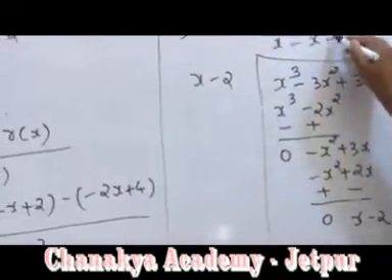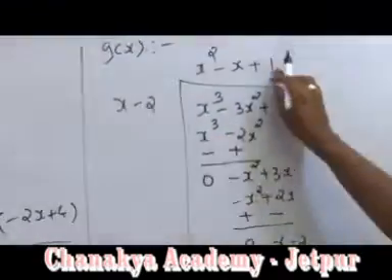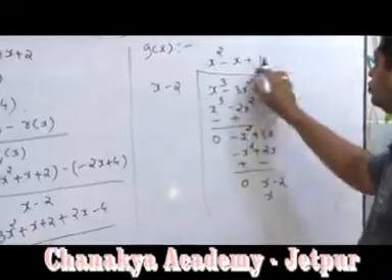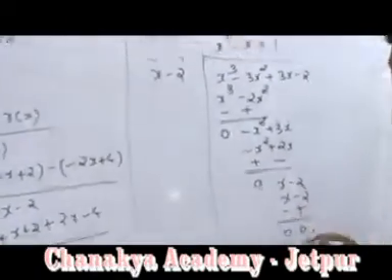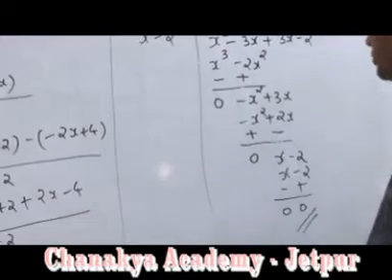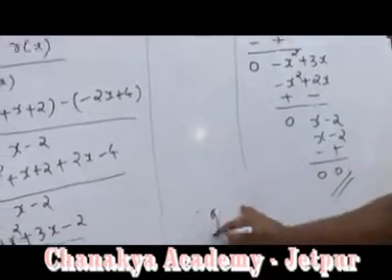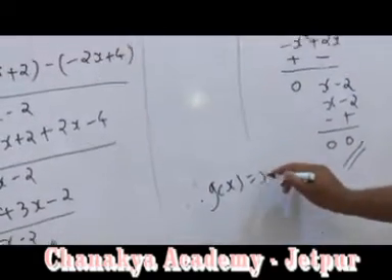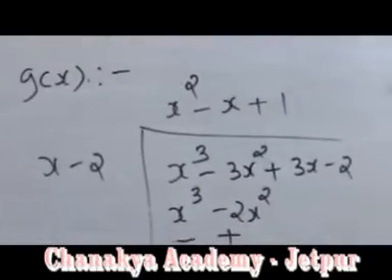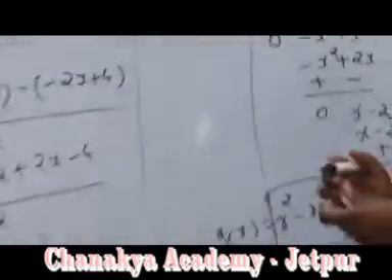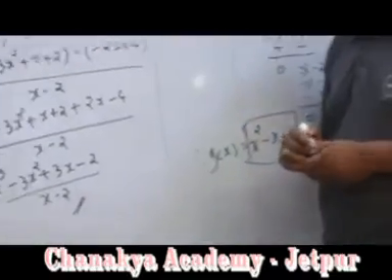Final step, plus 1: x times 1 is x, minus 2 into 1, minus 2. Changing sign. Okay, ultimately our remainder is 0. And finally g of x equal to x square minus x plus 1. Okay students, we are repeating this once more.